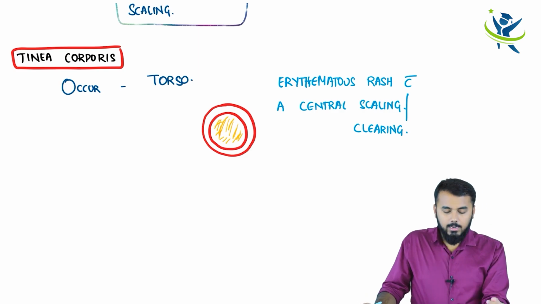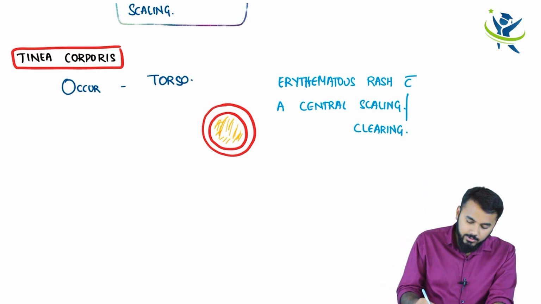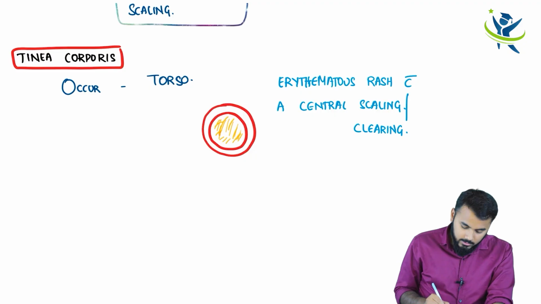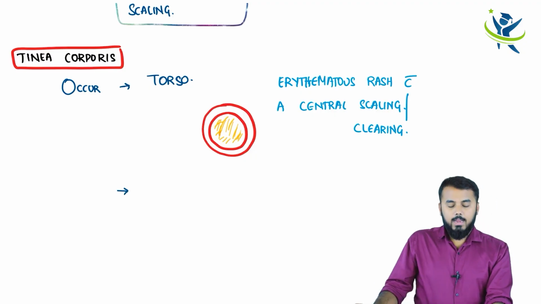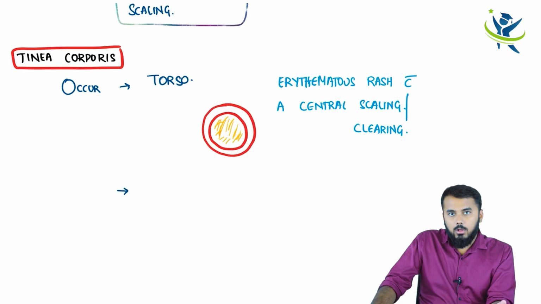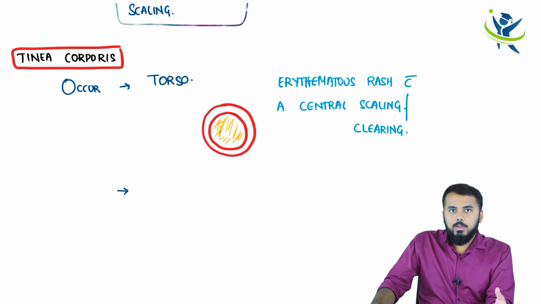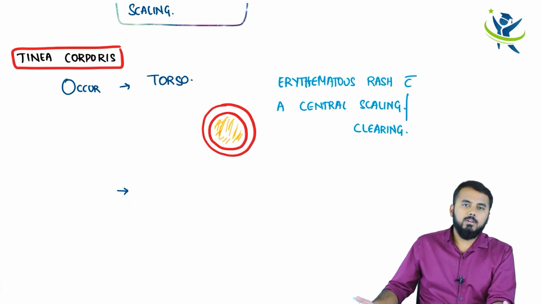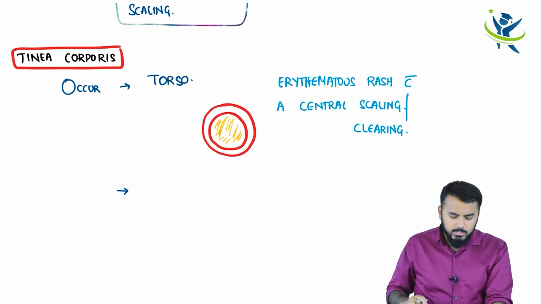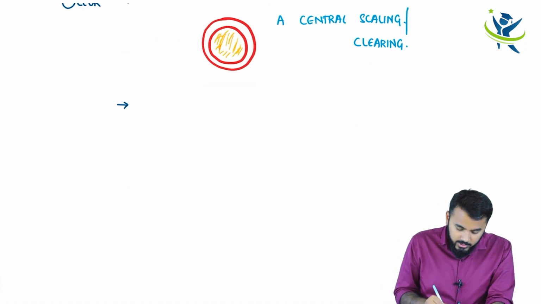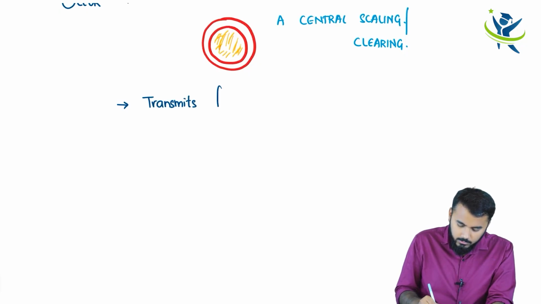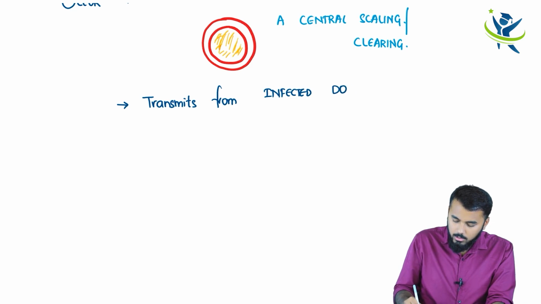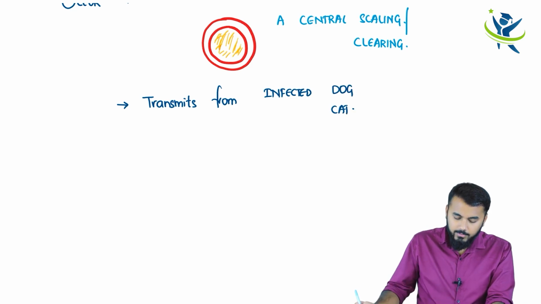Central scaling or central clearing, right? Now, how does this infection mainly spread or occur? For example, if there is any infected dog or infected cat, and you come in contact with that infected dog or cat, you are more likely to get this Tinea corporis infection. So, infection transmits from an infected dog or a cat.